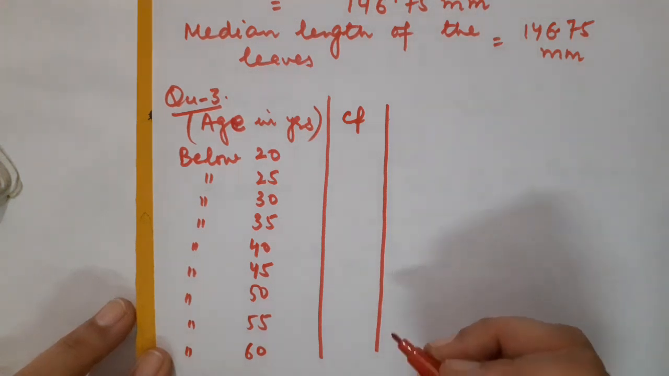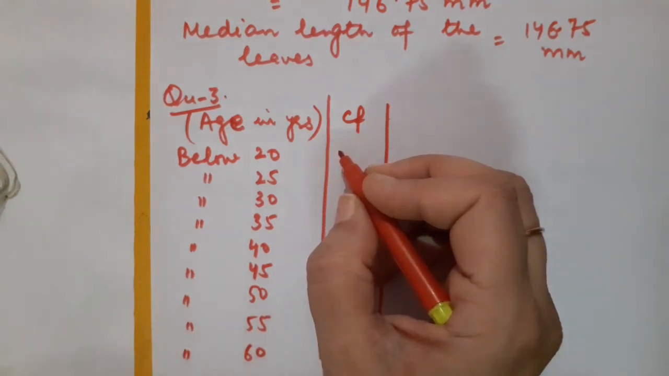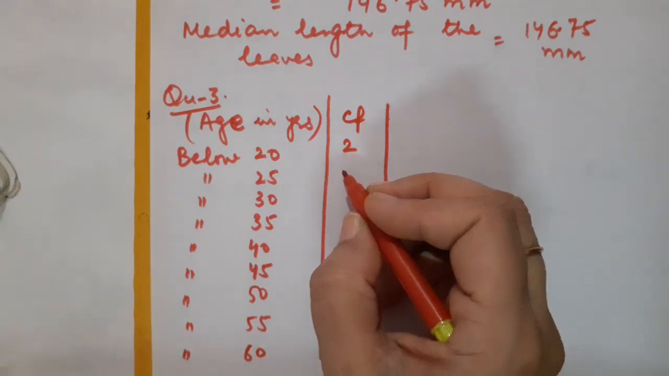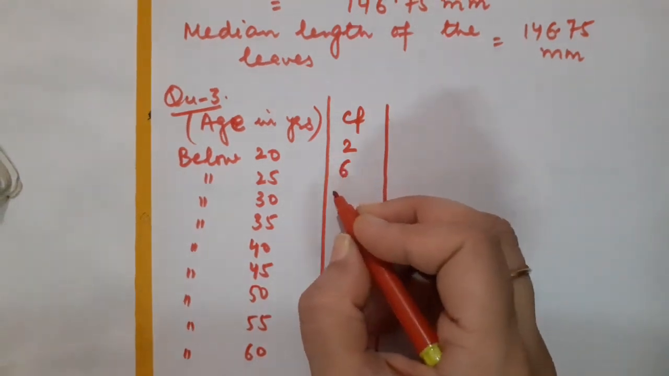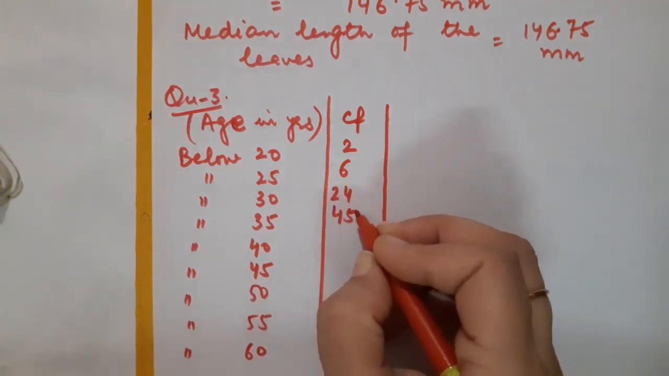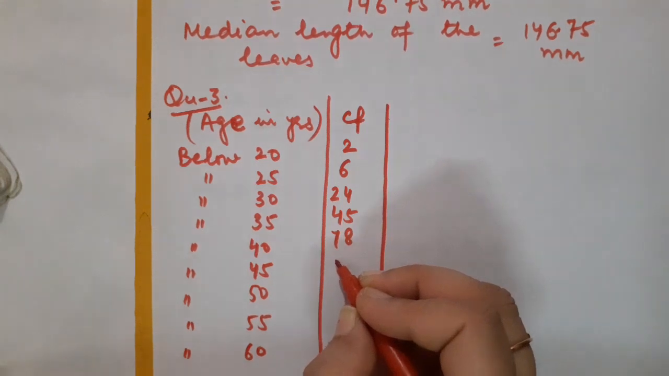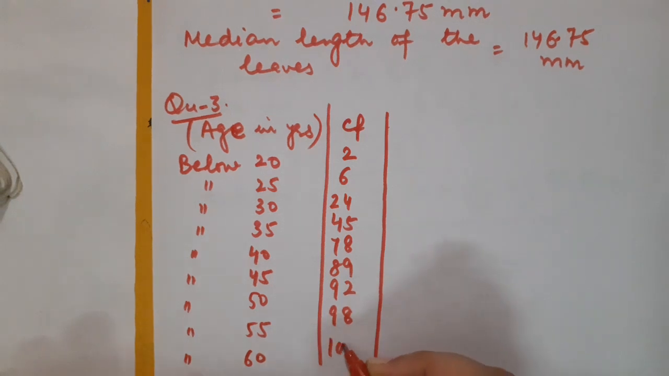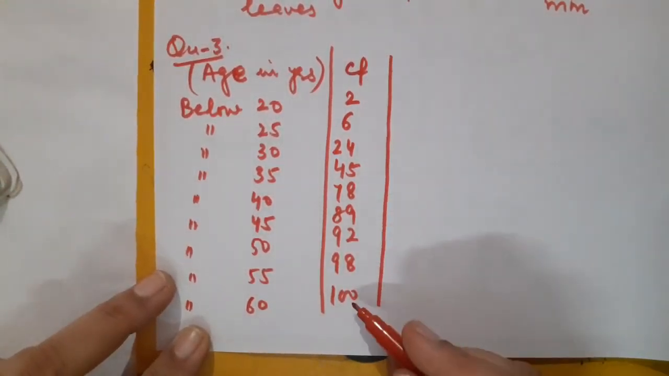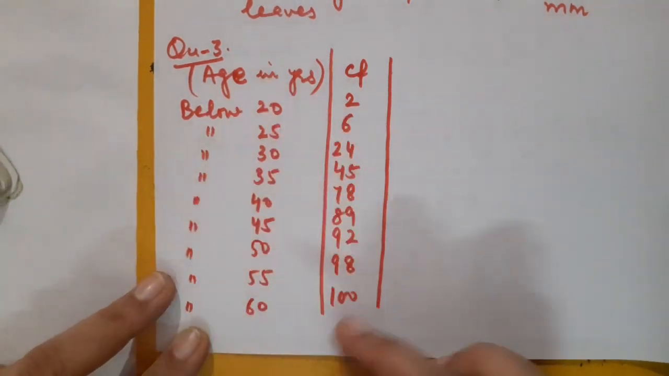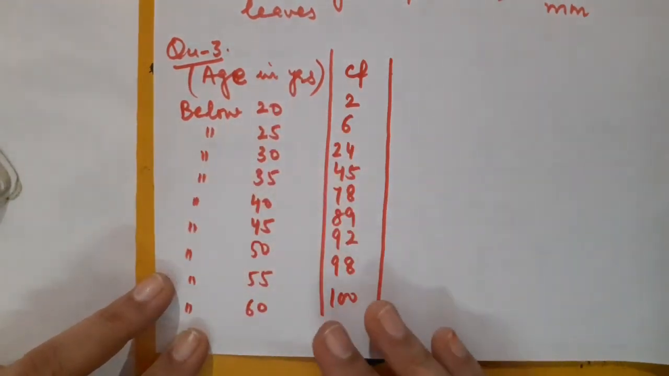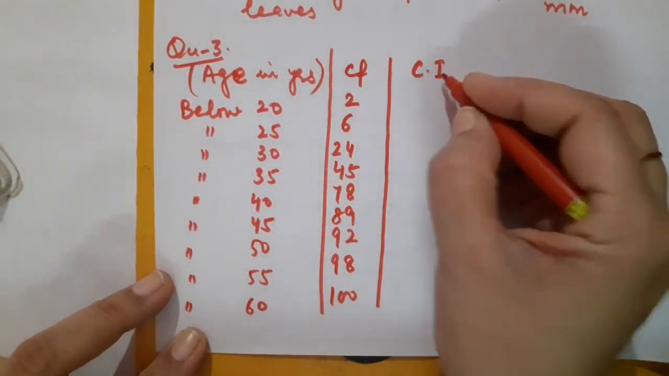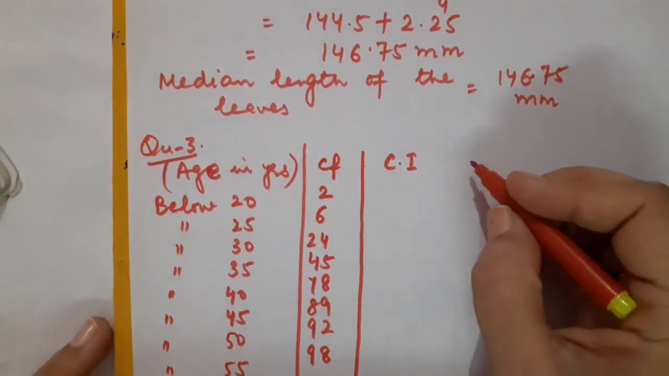Got it? So the number of policy holders whose age is less than 20, that is 2. Number of policy holders whose age is less than 25, that is 6. Then 24, 45, 78, 89, 92, 98 and 100 are given to us. Means this cumulative frequency distribution table is ready with us. But what is missing in it? One thing, class interval is missing. So let us calculate class interval, and the actual frequency is missing.